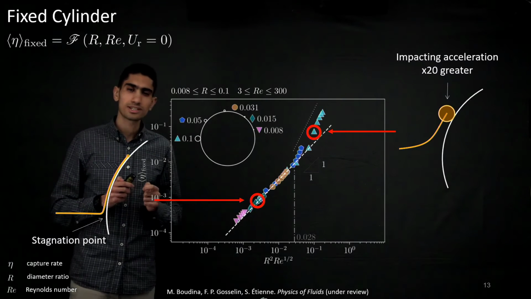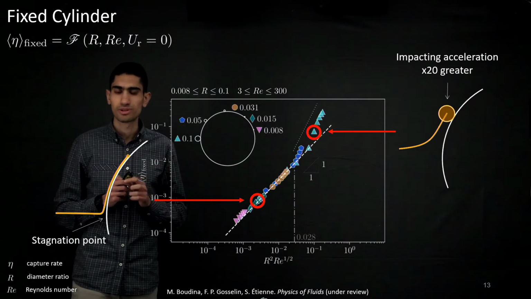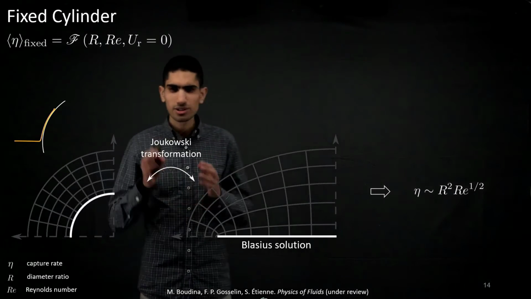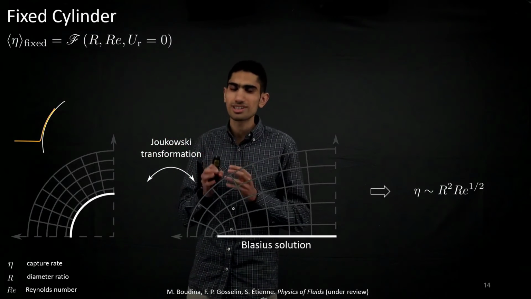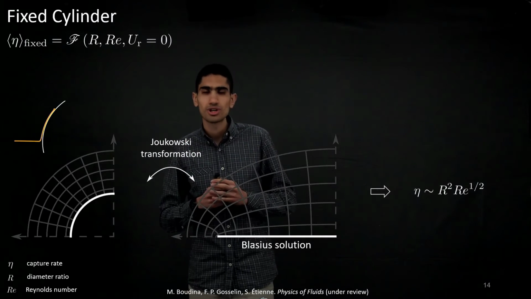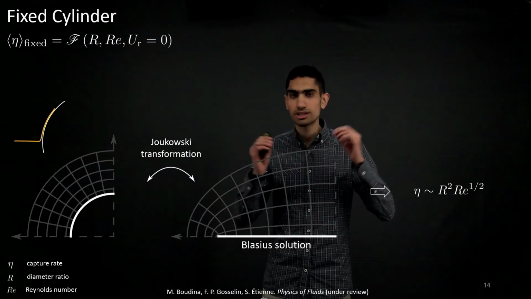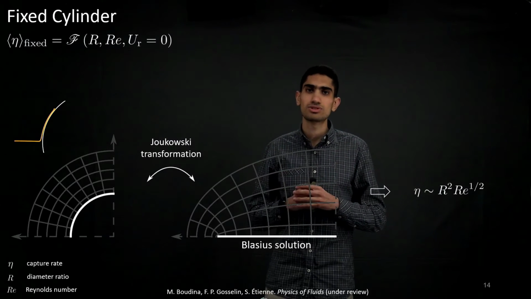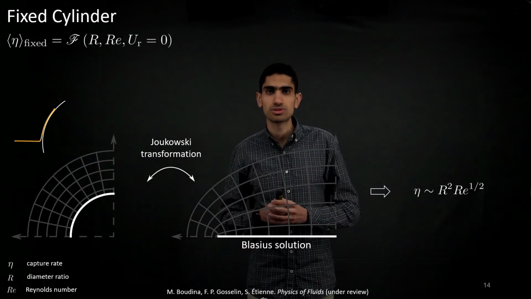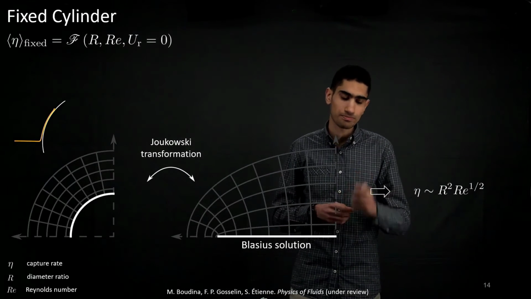So in this project, we were curious about deriving this power law theoretically. And for that, we thought about an idea. We said, well, the particle is so tiny that it's actually seeing the cylinder as a flat plate, right? So based on this idea, we took our cylinder and transformed it into a flat plate using the Joukowsky conformal transformation. And then we applied the Blasius solution over the boundary layer. And with some algebra, we ended up with this scaling.